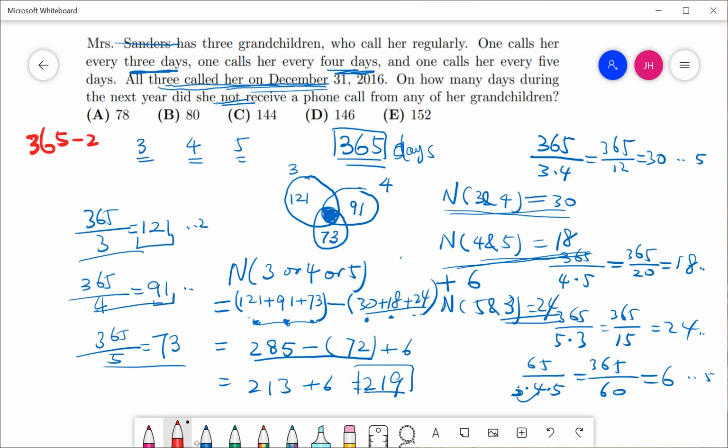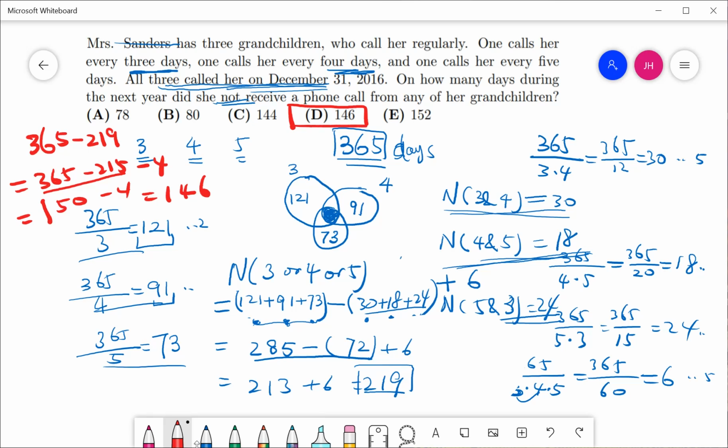365 minus 219. That equals to what? So let's say 365 minus 215. Minus 4 again. So that's 150 and minus 4. So that equals to 146. So where is it? Here. D. That's our choice. All right. That's so much for this problem.